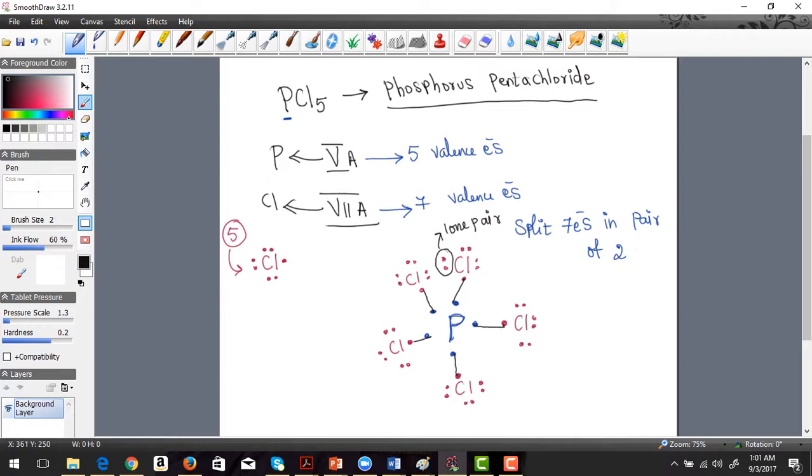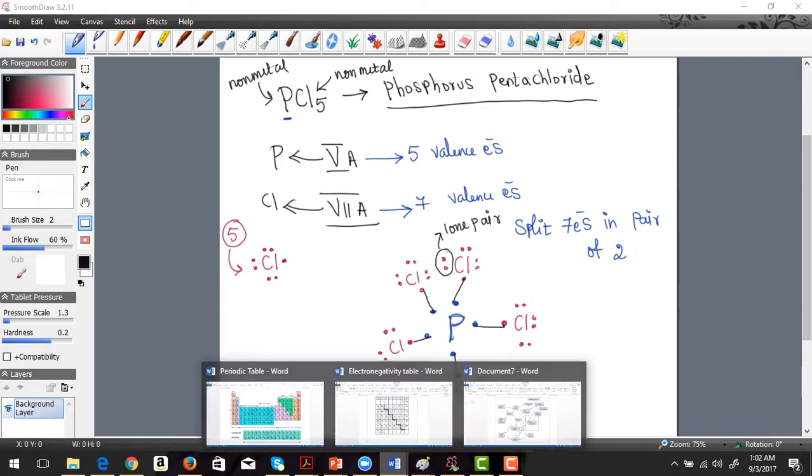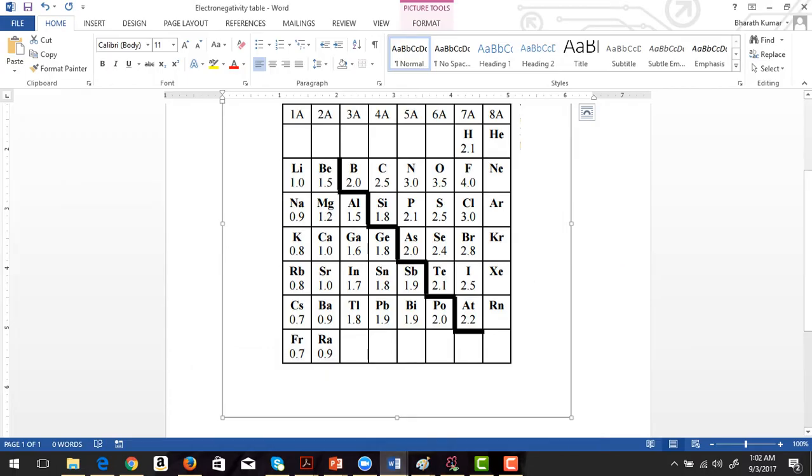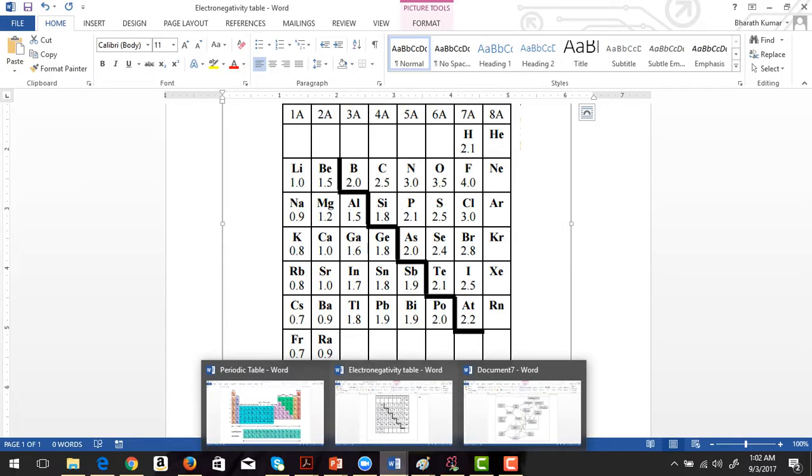Now we learned PCl5 is a covalent compound. Why? Because phosphorus is a nonmetal, chlorine is a nonmetal. So we would also learn down the road that polar covalent compounds also contain 2 nonmetals, but they're polar covalent because of that electronegativity difference. I will come back and do it. So let's go get the electronegativity value of phosphorus. Phosphorus is 2.1 and chlorine is 3.0, right?